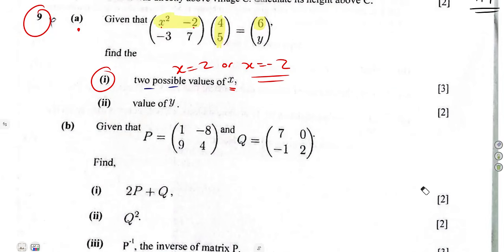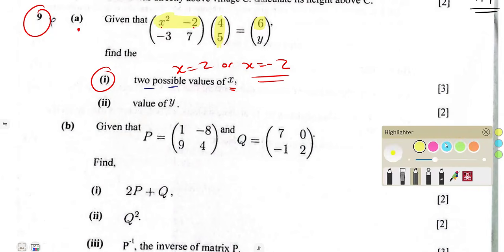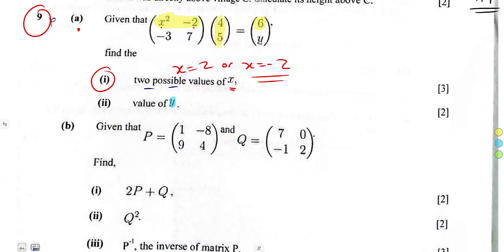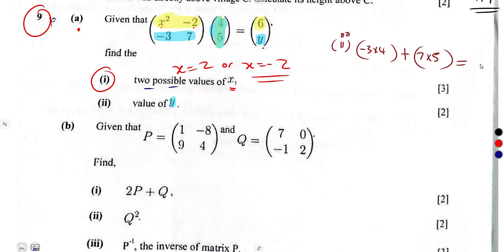Then another part, you have to calculate the value of y. So y is here. It corresponds to the multiplication of this row and this column, if you multiply properly. So that is minus 3 times 4 plus 7 times 5, row by column, is going to give us y. Minus 3 times 4, that's negative 12. 7 times 5 is 35. So y is what?